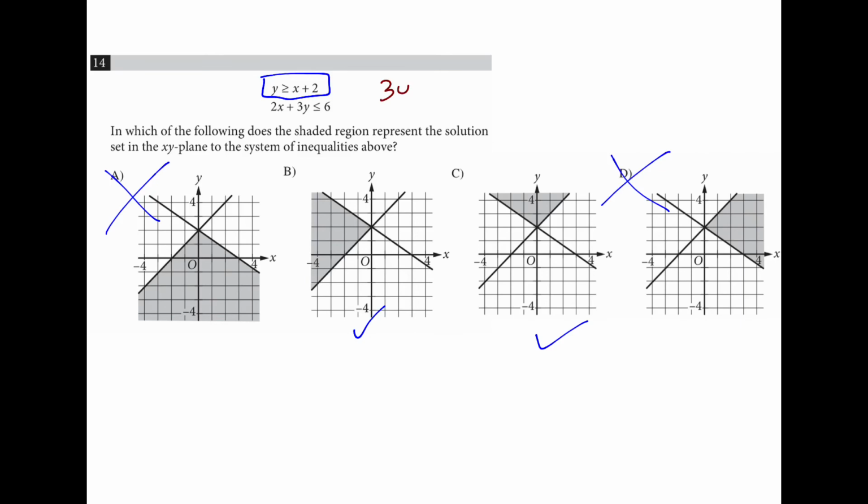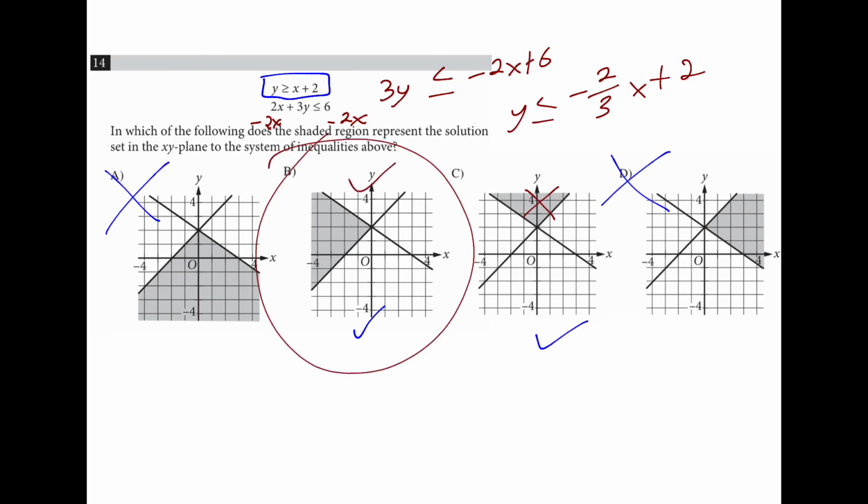If I take 3y and I subtract 2x from both sides, so it's less than or equal to negative 2x plus 6, and then I divide, so I have y is less than or equal to negative 2/3 x plus 2. Both of these graphs look right, but y has to be less than that. So this one has it above that. That's why B is the answer, because it fits both.